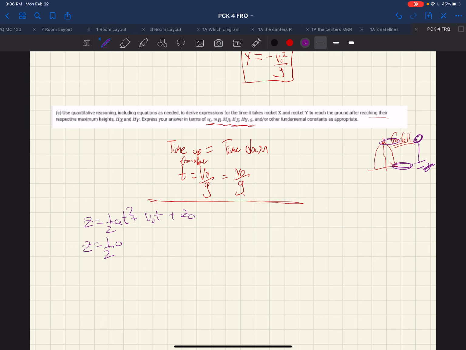So we have 1/2 g, and the time, if we hadn't gotten this expression up here before, we can just leave as time. And the v0t, since we're starting at the top, is 0. Excuse me, I labeled that incorrectly. We're going to have minus z. This is 0. And our initial position is 0. So we have minus z equals 1/2 gt squared.